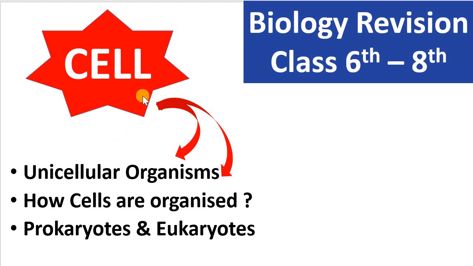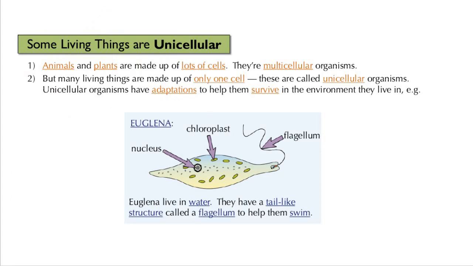In this video, we will revise three important concepts related to cell. We will talk about unicellular organisms, then cellular organization, and then prokaryotes and eukaryotes. Well, unlike the plants and animals that we see around, which are basically multicellular organisms, there also exist unicellular organisms.